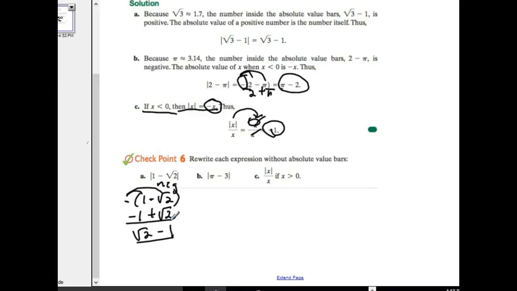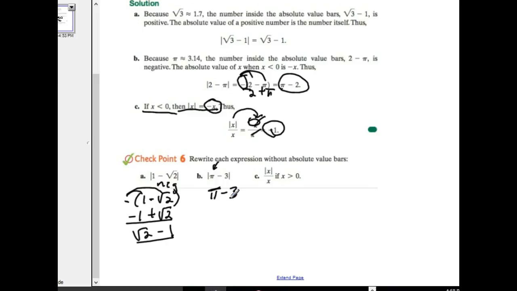On B, however, you've got pi minus 3. Because pi right here is a little bit greater than 3, even when you subtract 3, that's going to remain positive. So I don't have to take the opposite of what's in the absolute value. It just ends up being pi minus 3 on that particular one.